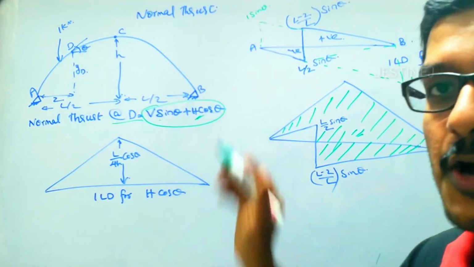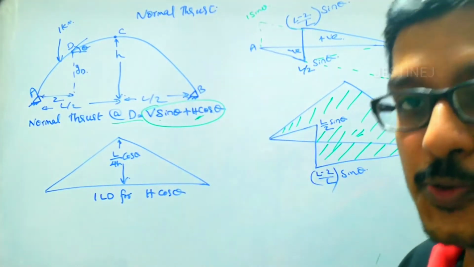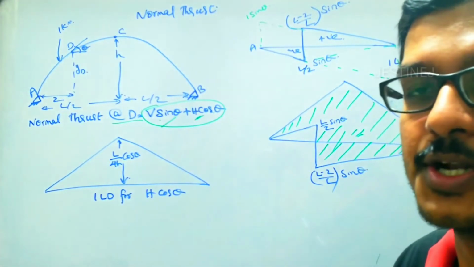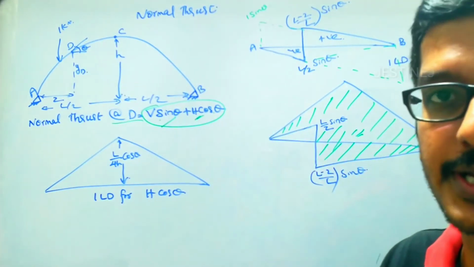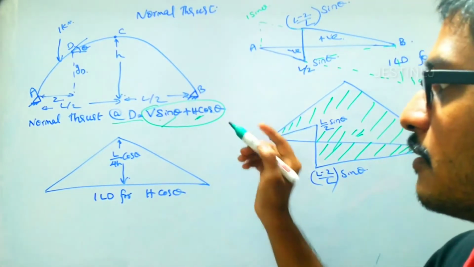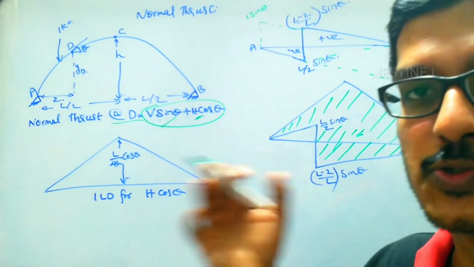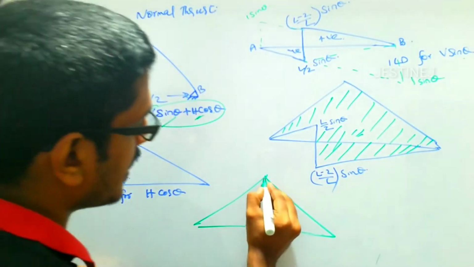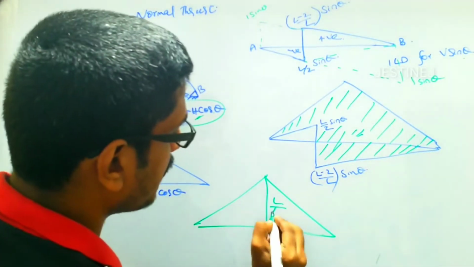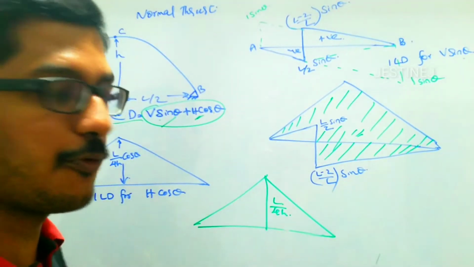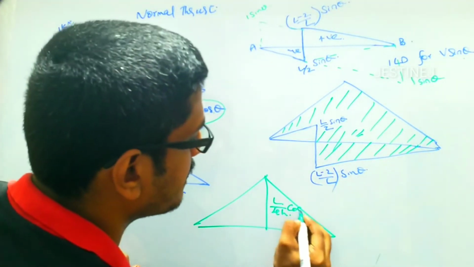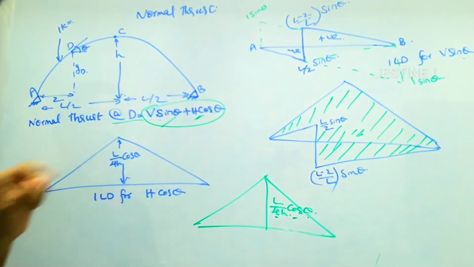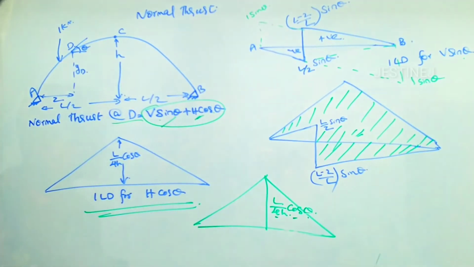First of all, we have to consider this in two cases. The first is the ILD for V sin theta, and the second is the ILD for H cos theta. You have to draw them separately. For horizontal thrust, the ILD will be a triangle diagram with magnitude L by 4H. For the ILD for H cos theta, you can directly multiply by cos theta. So L by 4H multiplied by cos theta will give the ILD for H cos theta.